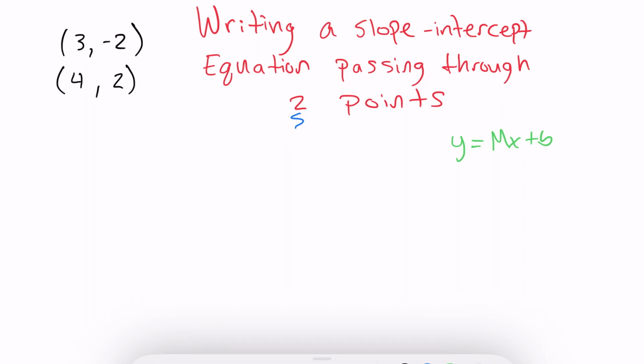We're going to start with the points that we are given. We are given the points (3, -2) and (4, 2), and we're asked to write a slope-intercept equation that passes through these 2 points. So what we need to start with is our slope. We need our slope value and we need a y-intercept value to write this equation.